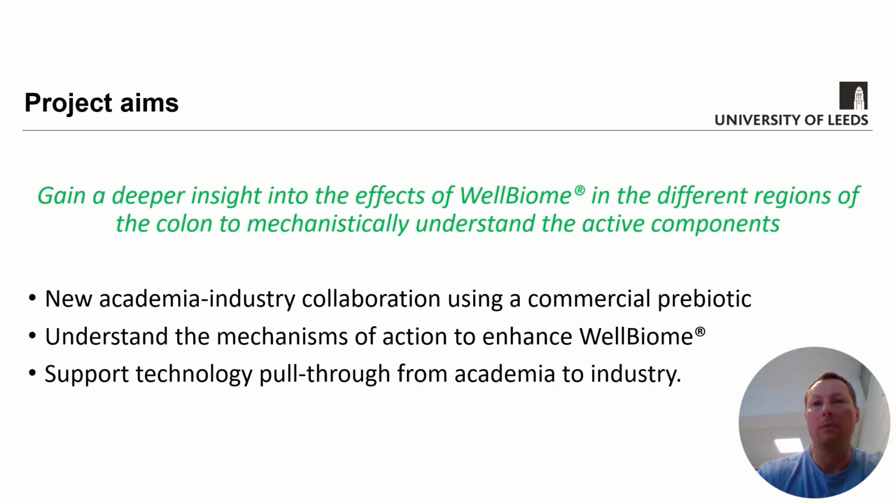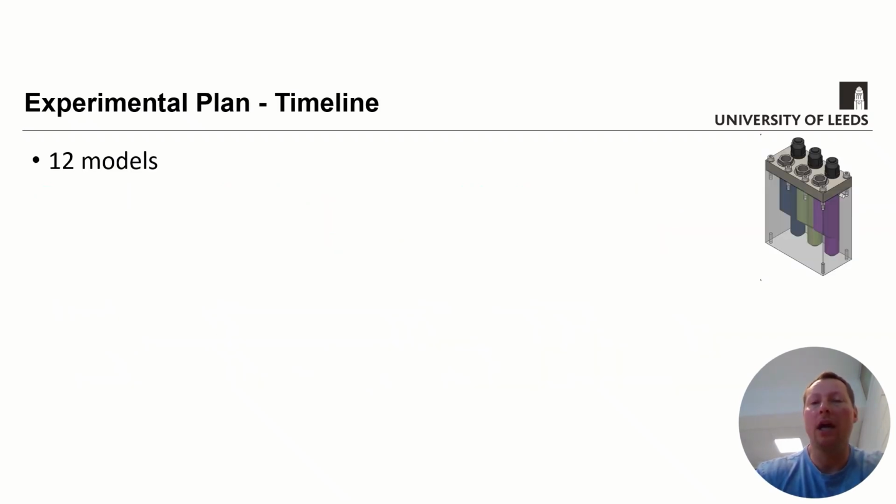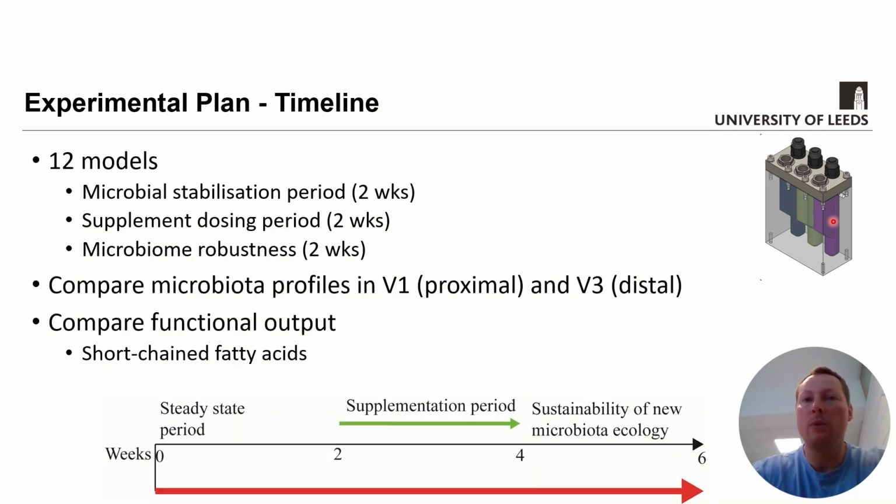So what did we do? Well, we took 12 models of our human system here, where we mimic the proximal, medial and distal colon of the human system. And as I said, they have slightly different environmental physiological conditions and parameters. And we took 12 of these models and we put in our fecal slurry from 3 different donors for our control models, but up to 6 different donors for our Optibiotics models.